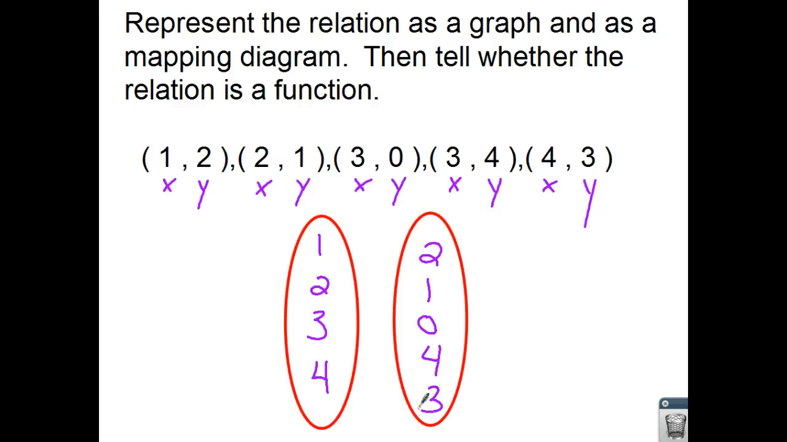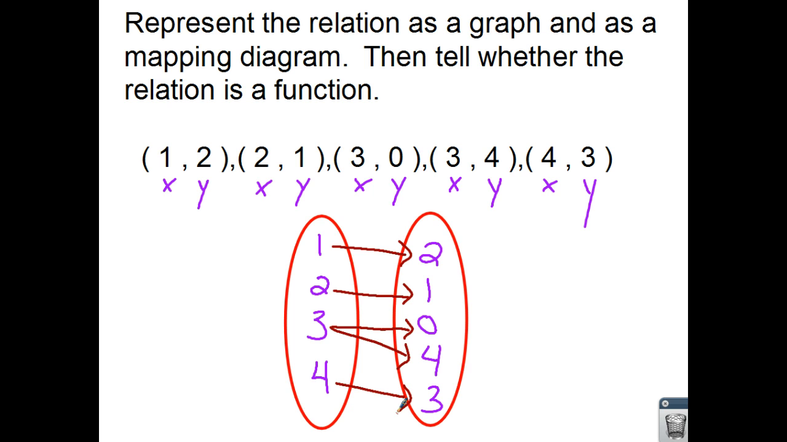Now in a mapping diagram, we're going to use the arrow idea to match up these ordered pairs. So the first ordered pair is (1, 2). So I'll go from 1 to 2. Then I have 2 to 1. Okay. Then I have 3 goes to 0. And then I also have 3 going to 4. The last one is (4, 3).